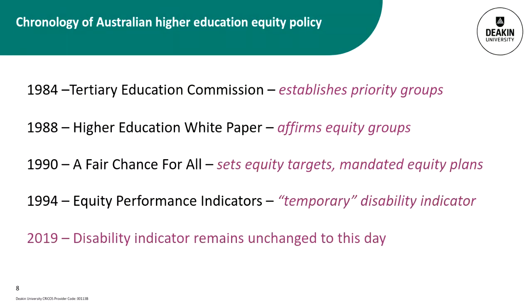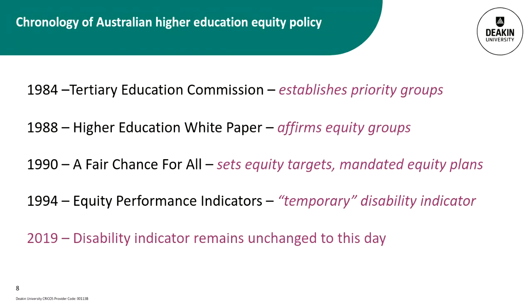We needed a little more detail in the way in which we constructed our equity policy, and the government of the day commissioned some experts to develop a policy statement called A Fair Chance for All. And this is the topic of the book that myself, Andrew and Catherine edited. This document set equity targets, did other things like mandating equity plans for institutions, and the target for disability was, I think, to double participation over a set period of time.